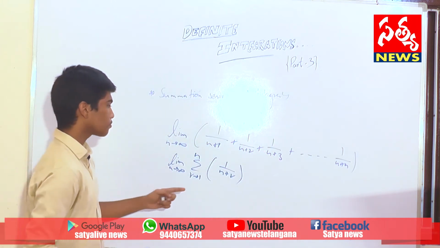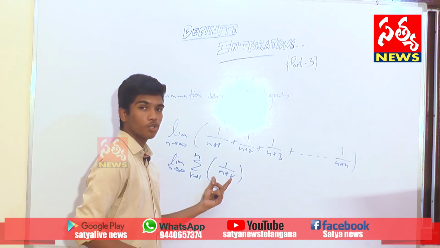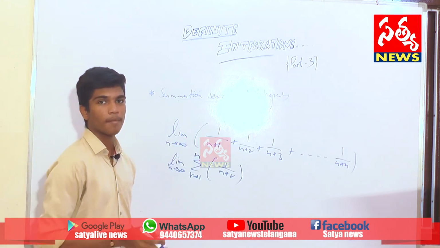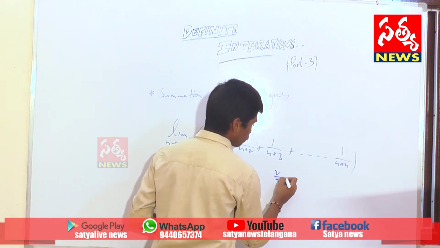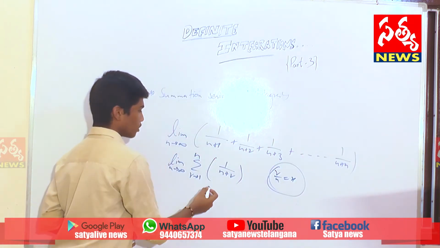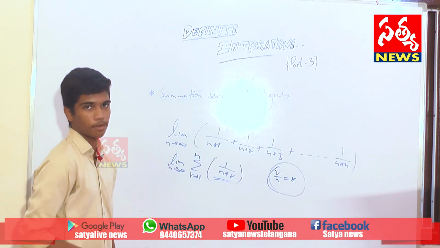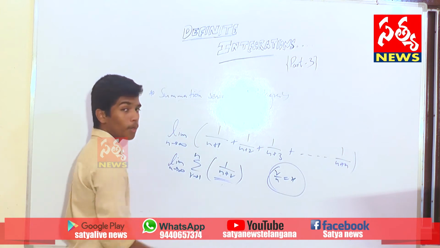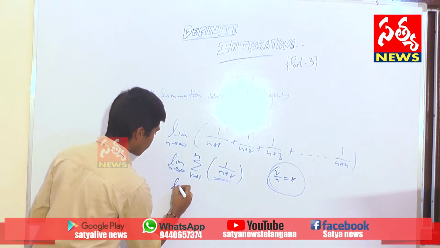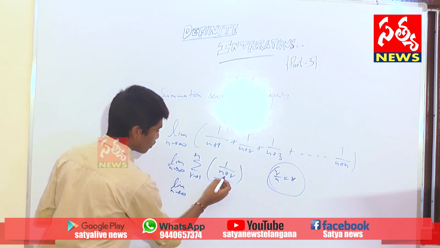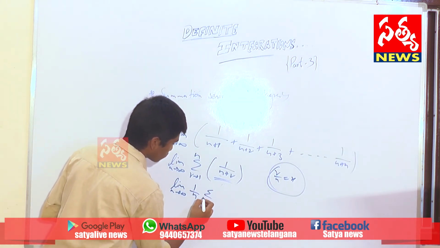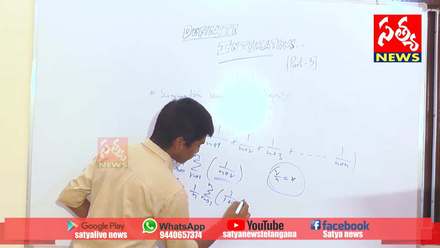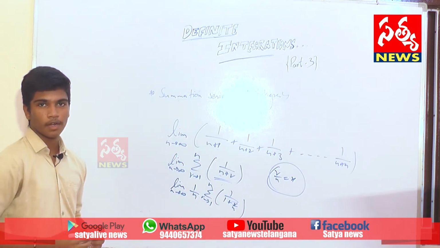As I said first, the function f of x should be in terms of r by n, so that we can take r by n as x. We should assume r by n as x. So we have to get a function in terms of r by n. To do that, here we should take n common in the denominator. If we take n common, the limit as n tends to infinity becomes 1 by n, summation of r from 1 to n, 1 by 1 plus r by n. This is the summation we get, right?